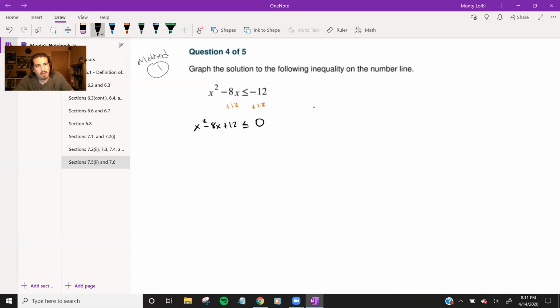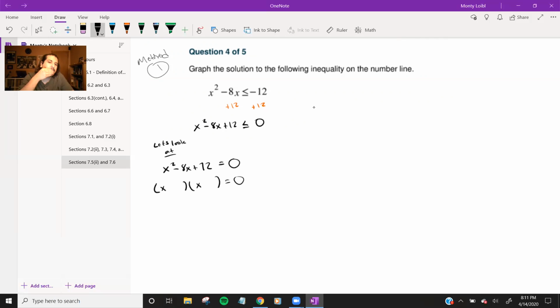Let's look for our boundary points. Now we're still going to do method 1, but we'll look to see if this factors to something nice. The question is, can this factor into anything? Well, let's look.